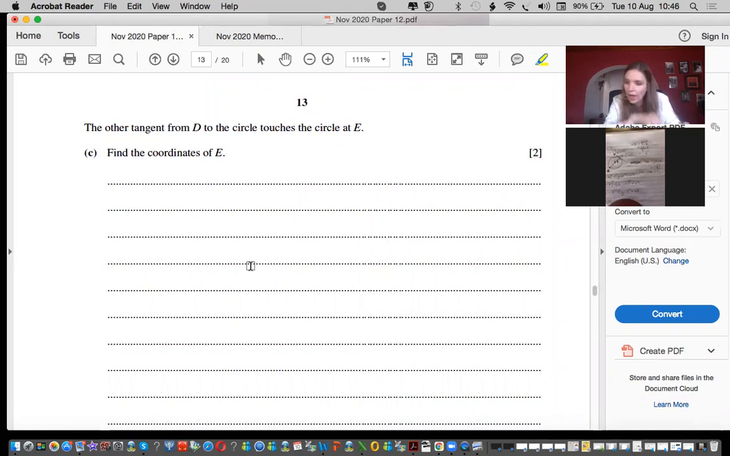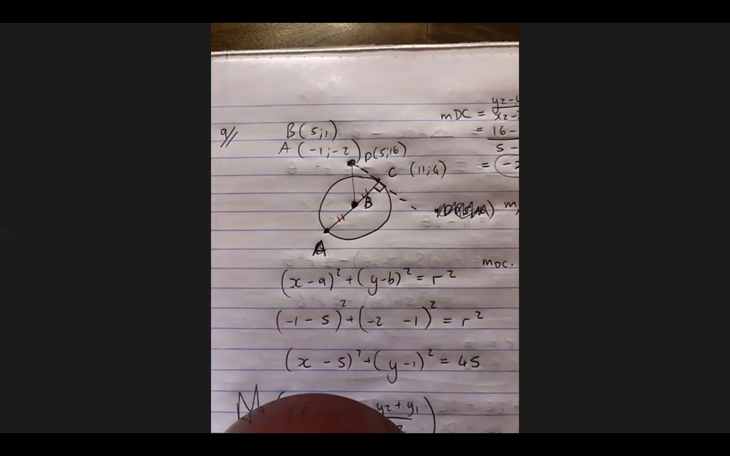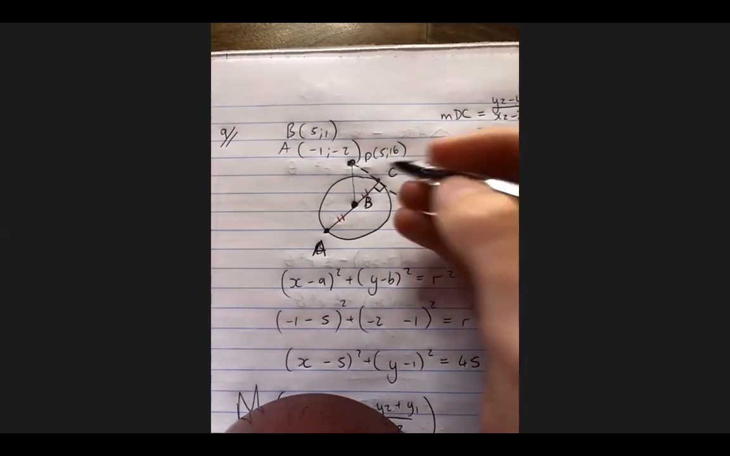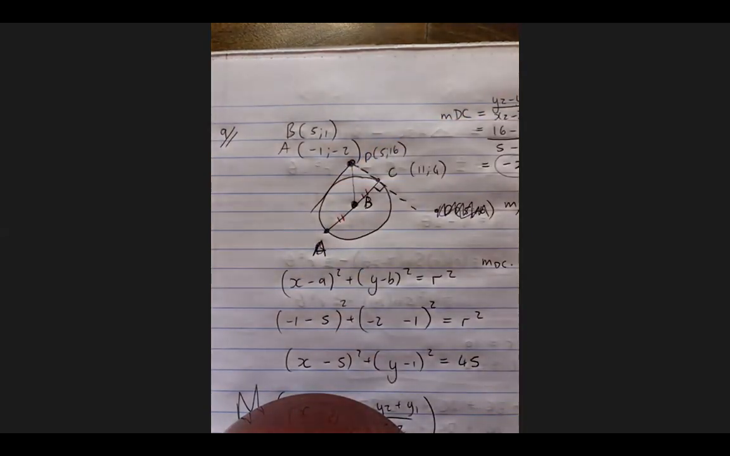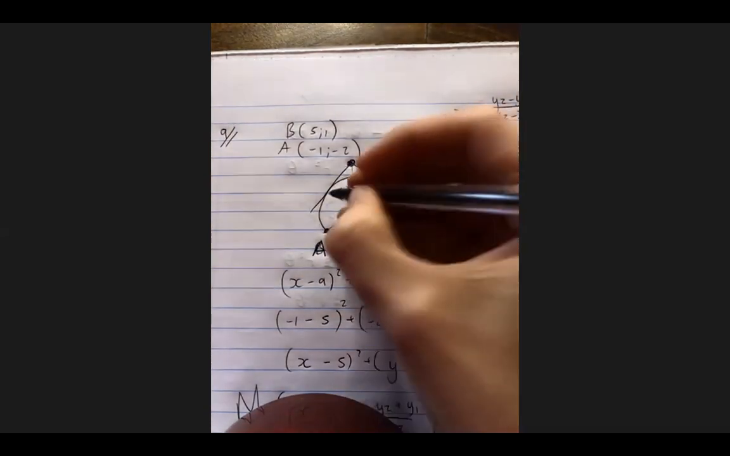Then C, the other tangent from D to the circle touches the circle at E. Find E. Now that's why I spent a little bit of time on my sketch, because, again, this is very important to look at. They say there's another tangent towards D, but it touches my circle at E.